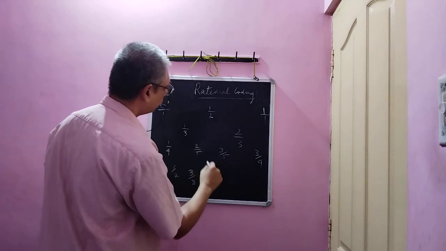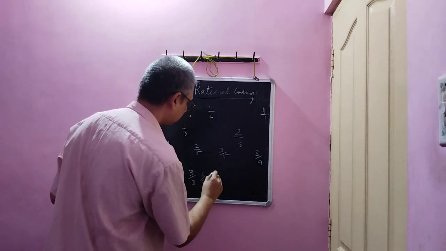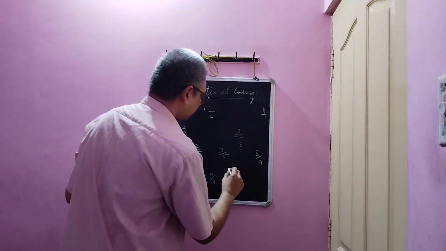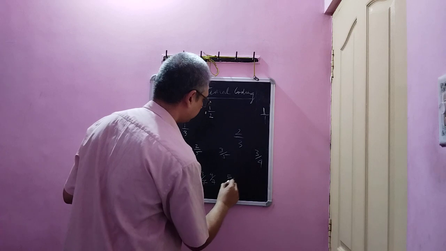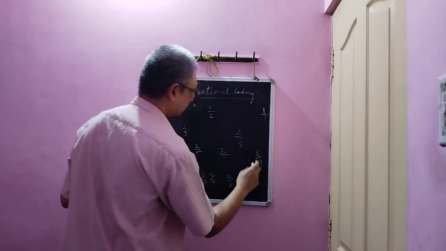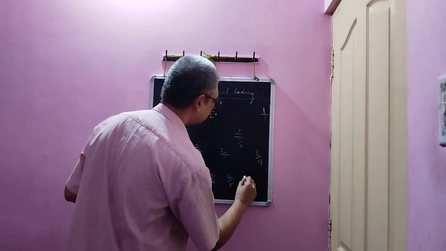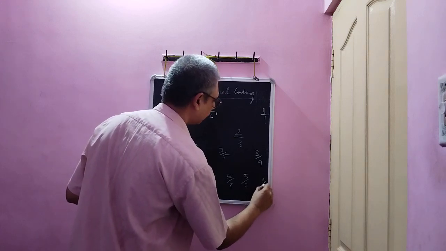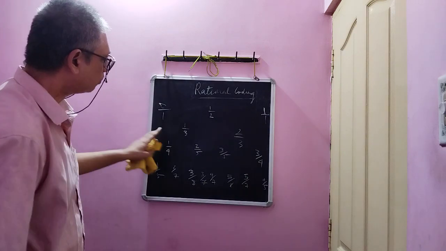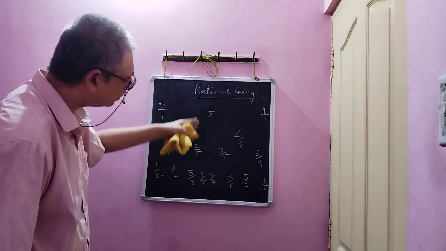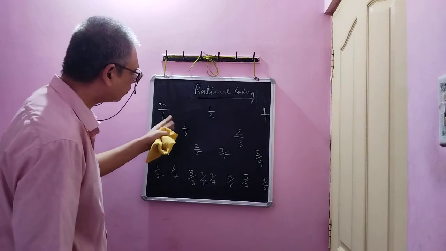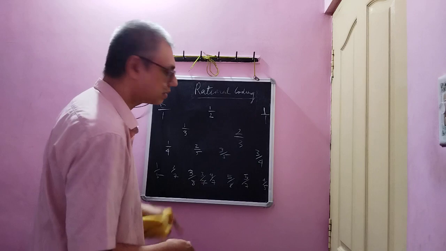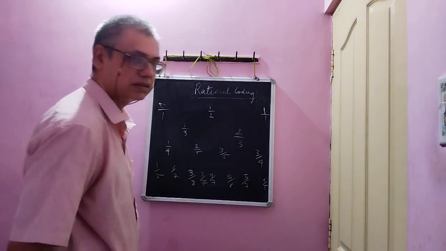3 plus 1 is 4, 4 by 7. 3 plus 2 is 5 by 8. Then 3 plus 2 is 5 by 7 and 4 by 5. Like this you can keep generating. What you notice here is that all of them will always be in their lowest terms and they will be proper fractions. So all rational numbers between 0 and 1, proper fractions, can be generated as a tree like this.